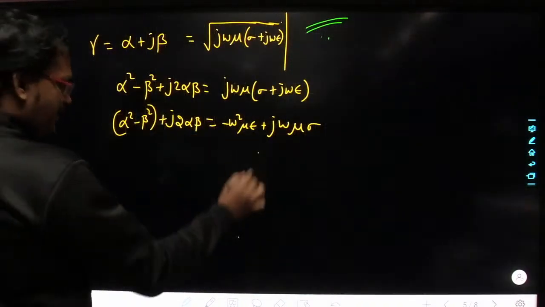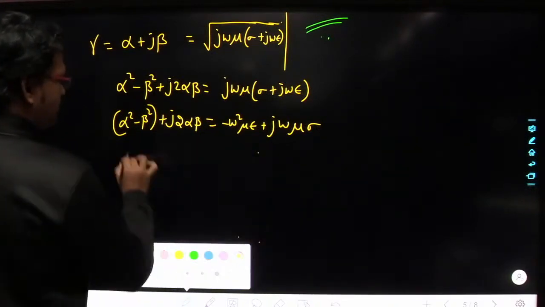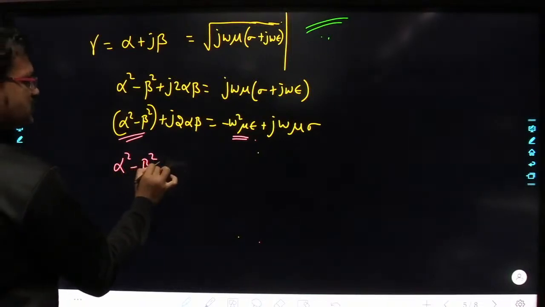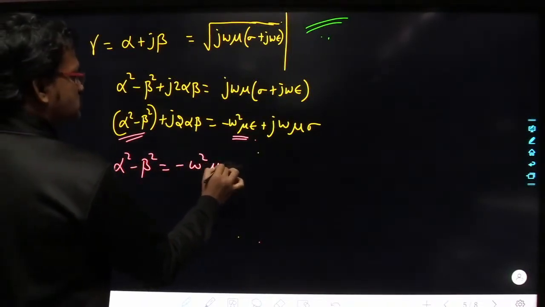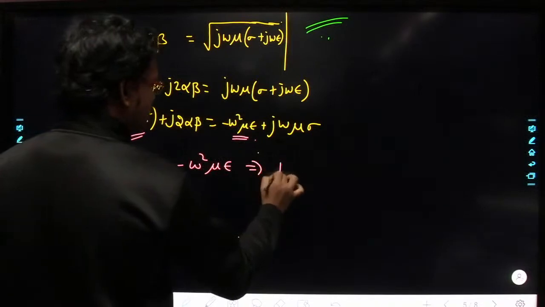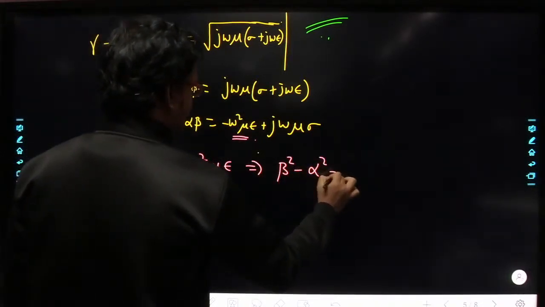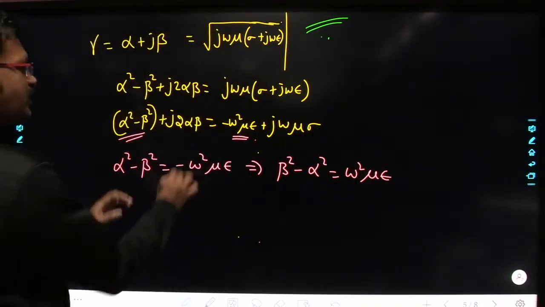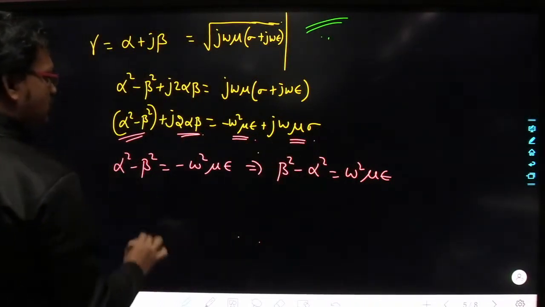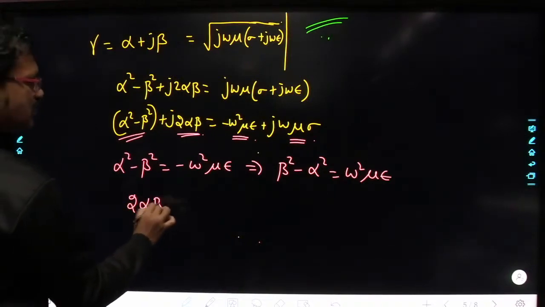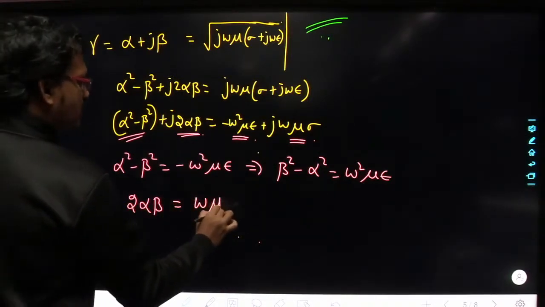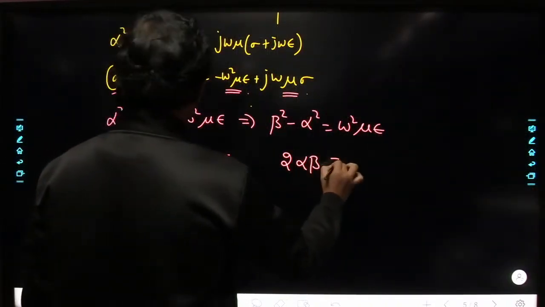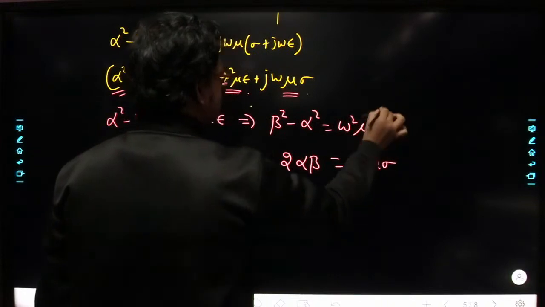Now comparing the real parts on both sides, what are you going to get? Alpha square minus beta square is equal to minus omega square mu epsilon. So this implies beta square minus alpha square is equal to omega square mu epsilon. Next, if you compare the imaginary parts, you are going to get 2 alpha beta is equal to omega mu sigma, right? So therefore 2 alpha beta is equal to omega into mu sigma.